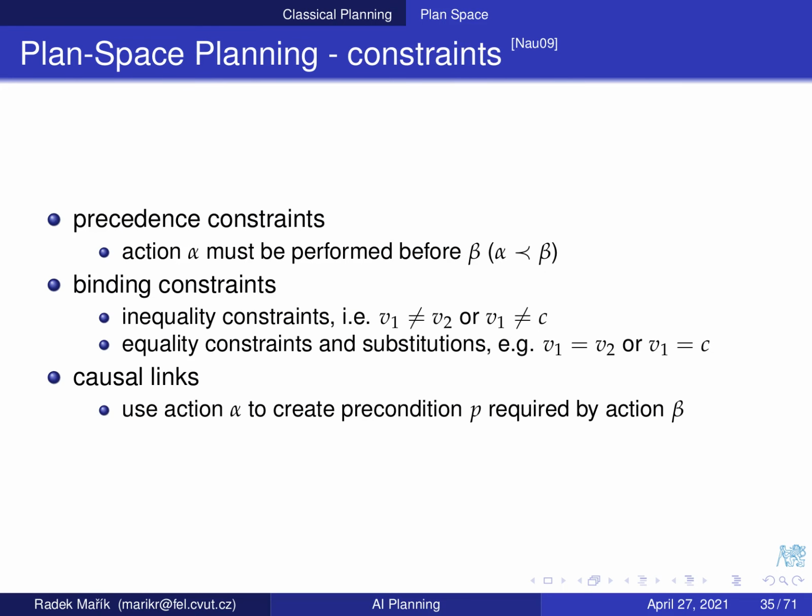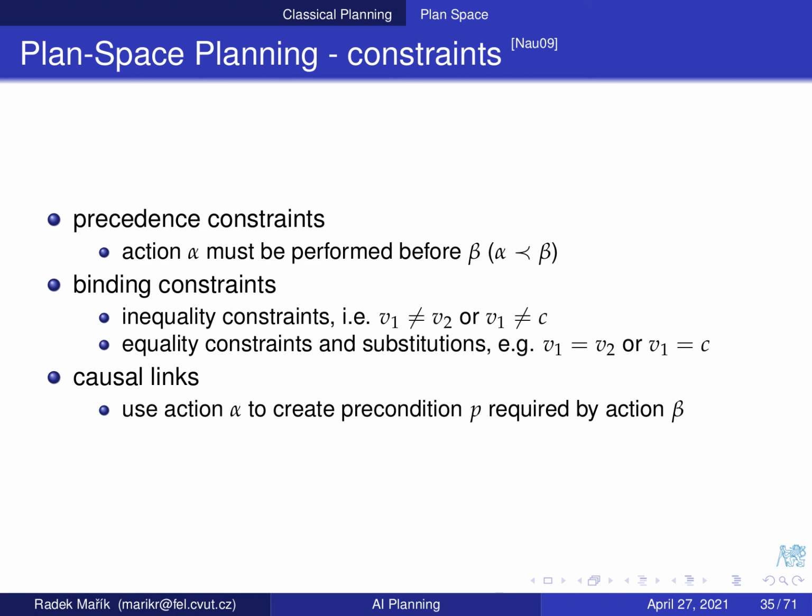So in plan space planning, we deal with the precedence constraints that the action alpha must be performed before action beta, written in the following way. And then we have a set of binding constraints, which might be either inequality, for example, that a variable must be different from another variable, or a variable v1 is different from a specific constant, or an equality constraint and substitution, like, for example, that the value of variable v1 must be equal to the value of variable v2, or v1 must be a specific constant, and so on.